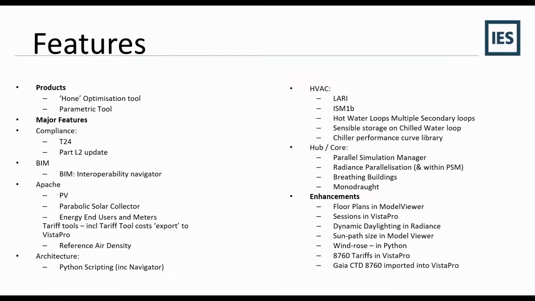Radiance has been parallelized, which is great. It's ever more and more quicker. Each year it gets quicker and quicker. We've got new product tools as well in conjunction with Breathing Buildings and Monodraught. Again, being able to specify those particular technologies quicker and more accurately than ever before. And also some other enhancements that should be noted as well.